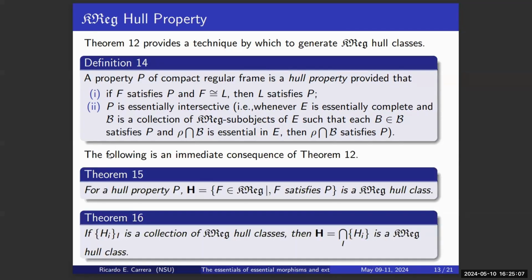So if you have that, then clearly you're going to get that for a Hall property P. If you define H to be all the F in kReg such that F satisfies P, then this is going to be a Hall class. You also get, by basically using theorem 12 again, that if you have a collection of Hall classes in kReg and you intersect them, then that's going to also produce another Hall class. So theorem 16 has an equivalent result in W, the same thing.